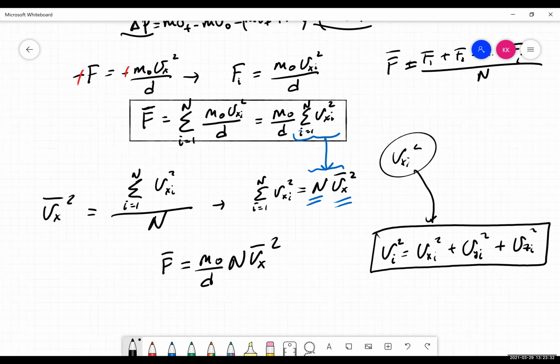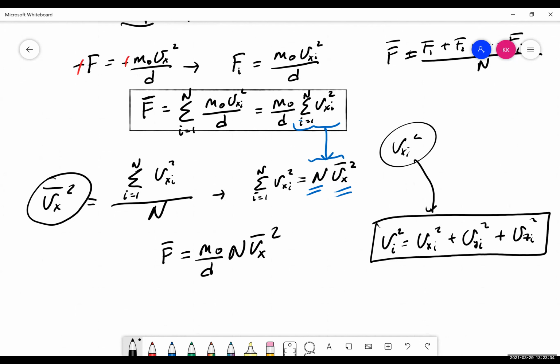All right, so if I look at the average velocity squared of all the particles, that can also be generalized like this. Average velocity squared equals the average of all the horizontal velocities squared, plus the average of all the vertical velocities squared, plus the average of all the z direction velocities squared. Okay, so we have a more complete picture.